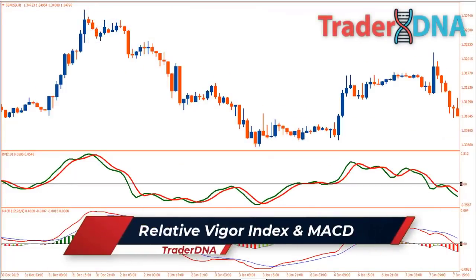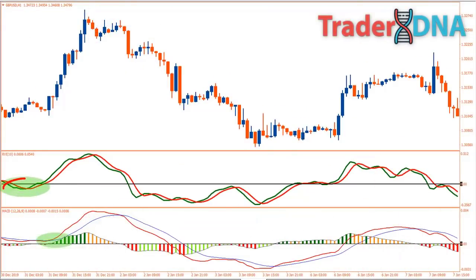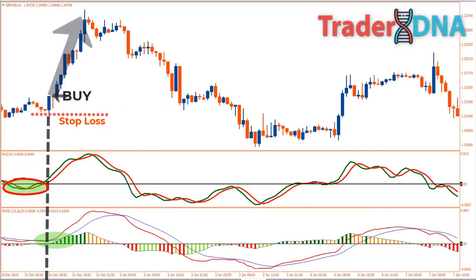Fourth, relative vigor index and the moving average convergence-divergence trading strategy. Similar to the previous strategies, we wait for both the RVI and MACD to confirm a trade before opening a position.